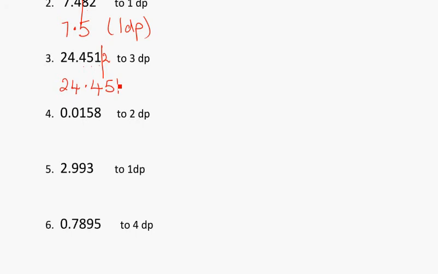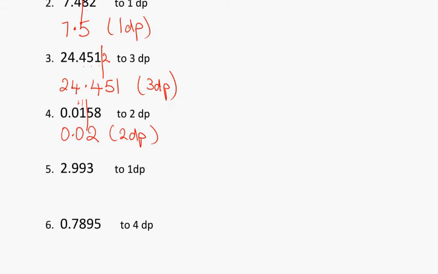Question 4. We're going to round to 2 dp. Put your cutoff line in. Look at the digit to the right. Yes, it is 5 or more. I'm going to add 1 here, and so I get 0.02 to 2 dp. And that one was 3 dp.